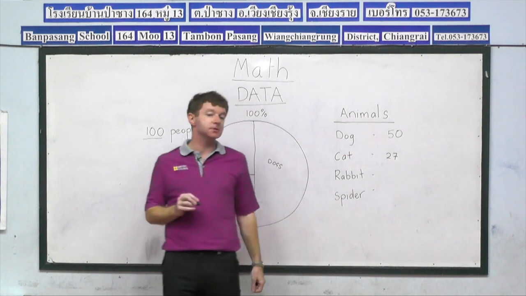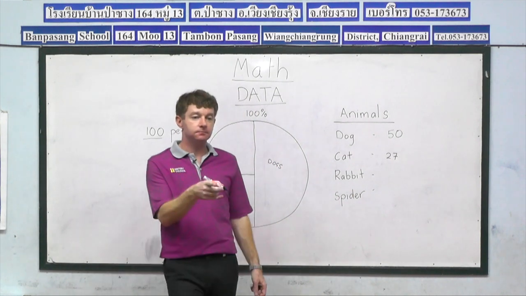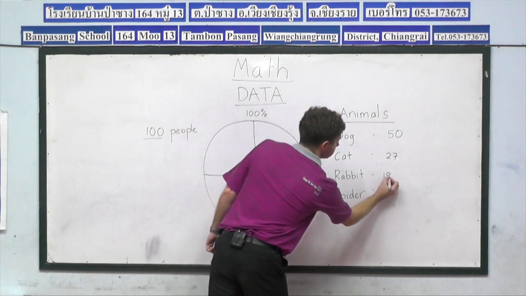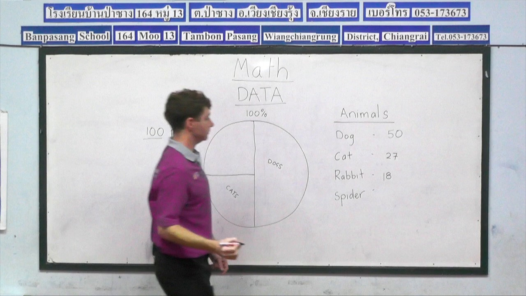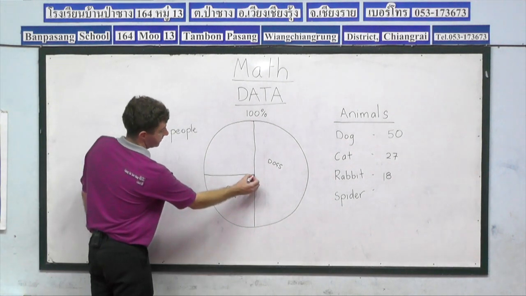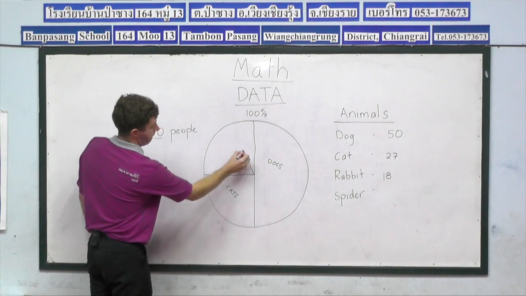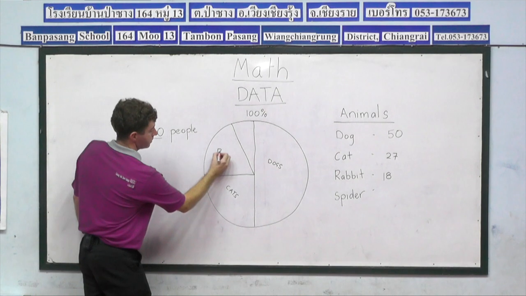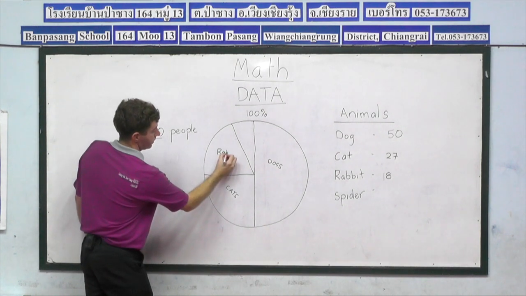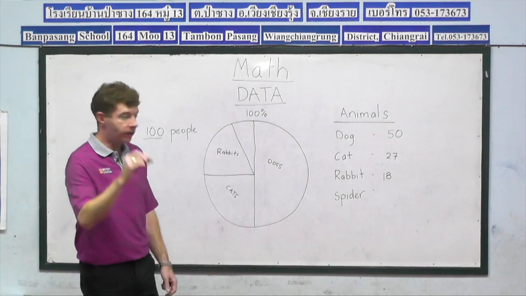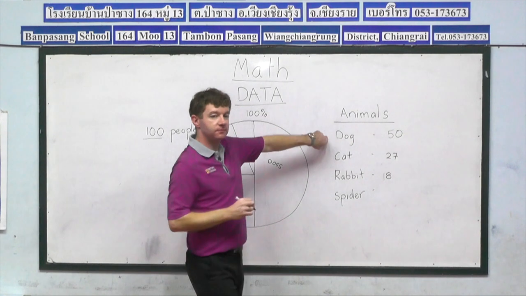So how many for rabbits? 18. Okay, 1, 8. So that means that our rabbits will be 18. R-A-B-B-I-T-S. Rabbits. Okay.